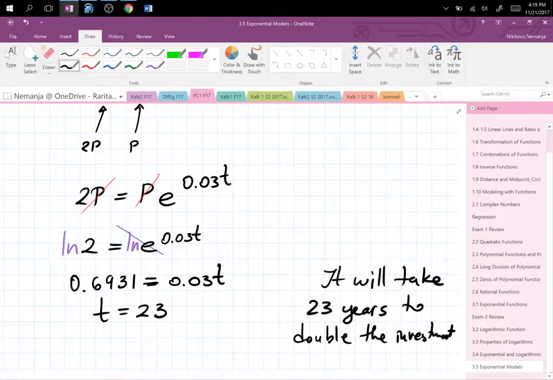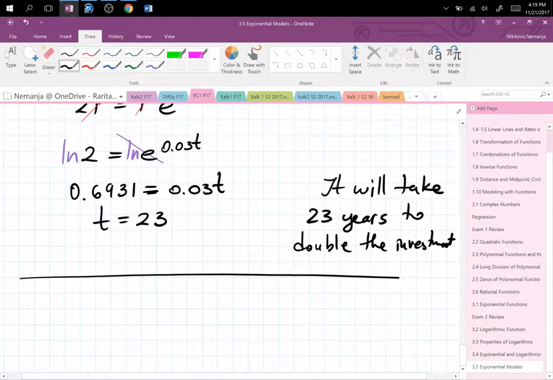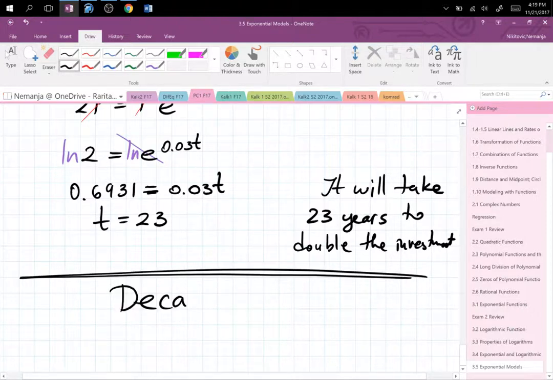Is it time to talk about decay? Do we have any others? So population and money, those are both growth models. We cover the compounding, continuous compounding, and population. Let's do some decay. Meaning k less than 0. Negative k's.